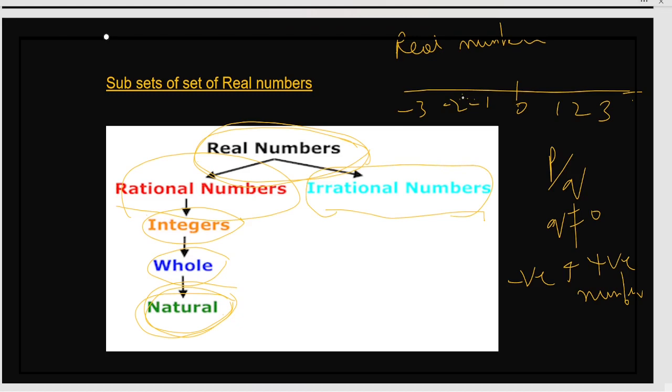So this goes like this. N is a subset of, I will show you in the diagram. N is a subset of R. Okay, I will go to the next video, so that next image.